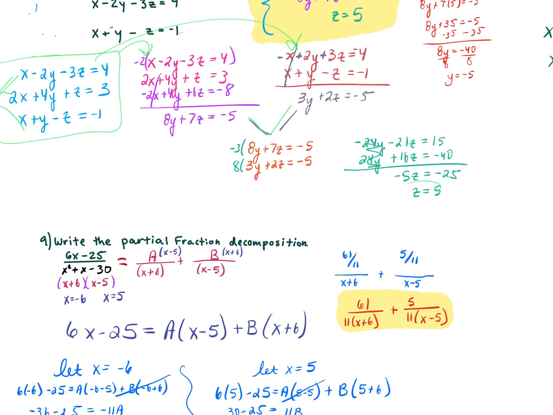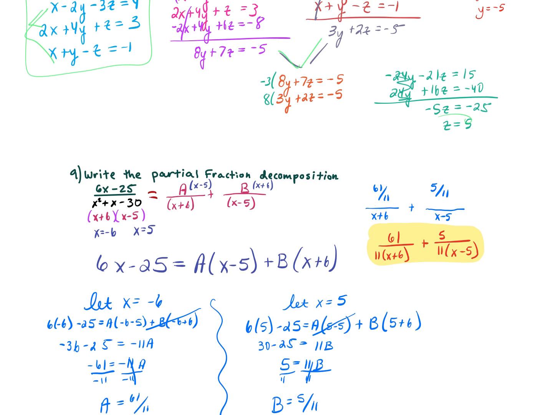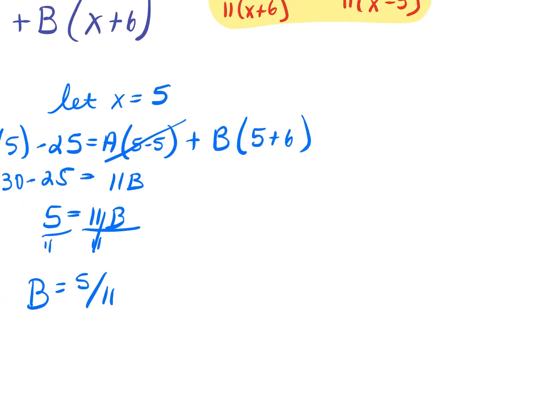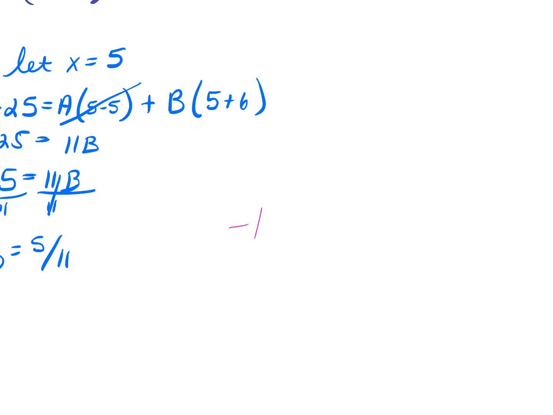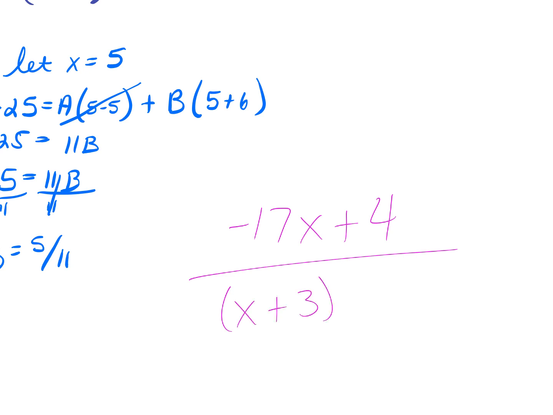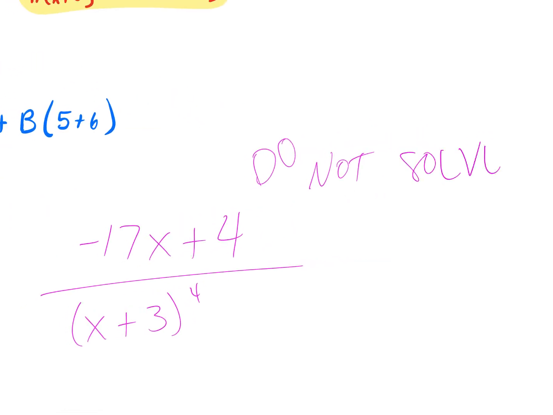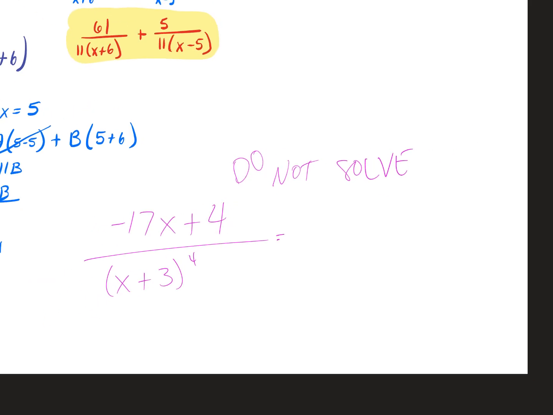All right, you're going to have 2 partial fraction decomposition ones. You're going to have one that you actually have to set up and solve. And then there's going to be one where you just have to set it up, and in bold, capital letters, it says do not solve. So say I have negative 17x plus 4 over x plus 3 to the 4th power, and it's partial fraction decomposition. Do not solve. What does my setup look like for a problem like this?